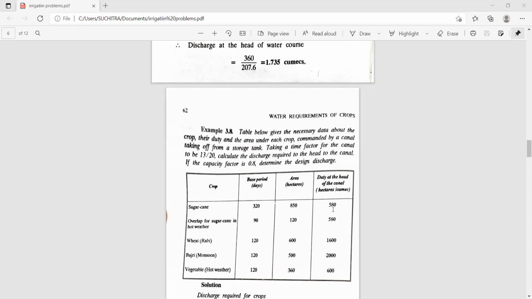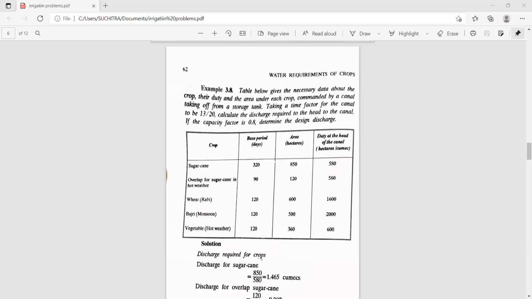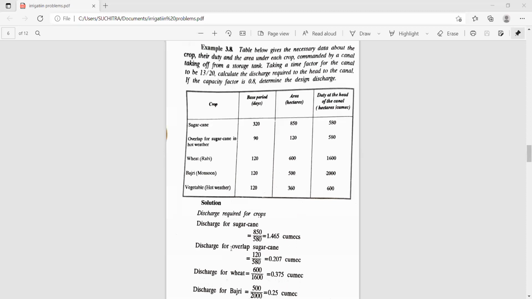Now, the discharge required for each crop. The discharge required for sugar cane is the area under sugar cane, that is 850, divided by the corresponding duty. It's 850 divided by 580, it is 1.465 cubics. Now, similarly, the discharge required for overlap sugar cane: the area under overlap sugar cane is 120, and the corresponding duty is 580 hectares per cubic. So the discharge required for overlap sugar cane is about 0.207 cubics.